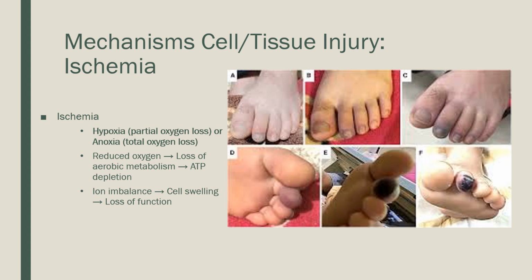Ischemia, which is insufficient blood flow, is caused by blocked arteries, such as in atherosclerosis and a thrombus. It causes increased tissue metabolism exceeding blood supply. The effects are hypoxia, which is partial oxygen loss, or anoxia, which is total oxygen loss. Reduced oxygen leads to loss of aerobic metabolism, which leads to ATP depletion. Ion imbalances lead to cell swelling and loss of function.